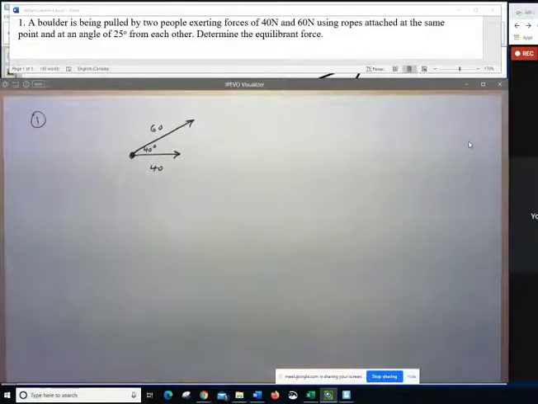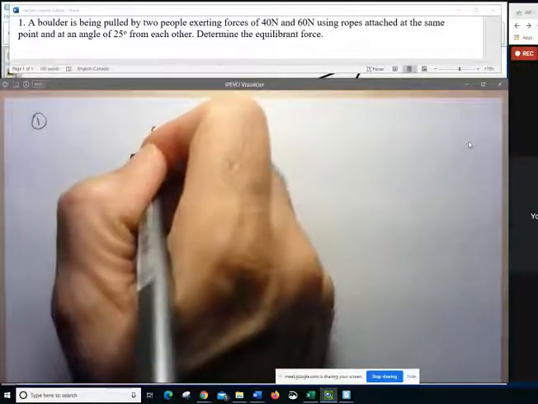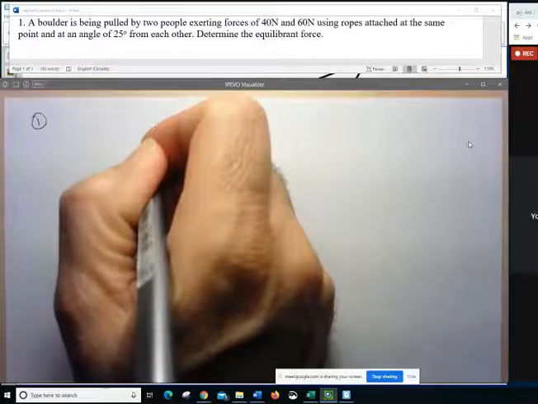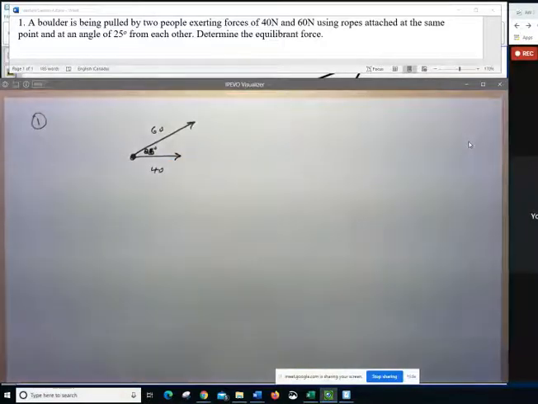25 degrees from each other? Oh, 25. Sorry, thank you very much. I guess I was focused on that 40 there. There we go, 25 degrees.